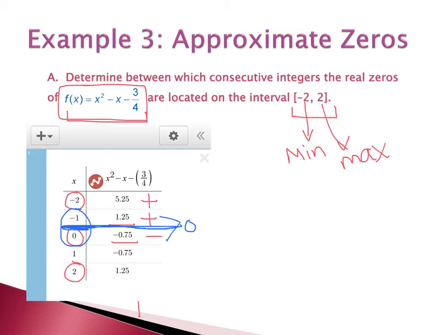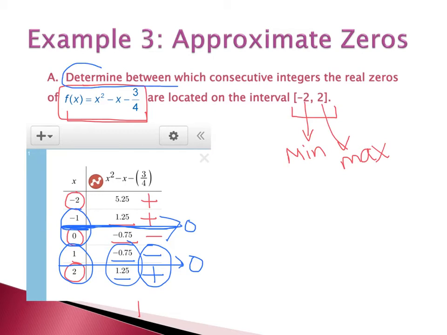And so here we go over here. At 1 we're still negative, and then at +2 my y coordinate is positive. Since we're changing sign here from negative to positive, we have a -0.75 and a positive 1.25. In between these two values is the number 0. 0 is greater than -0.75 but less than 1.25. Therefore, I know I have a 0 on my graph between 1 and 2.